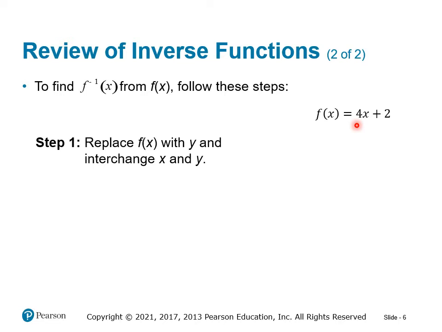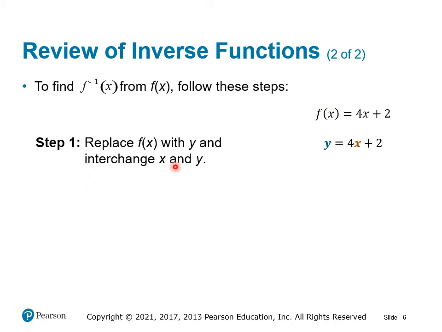So we look at x and y pairs on a grid. So we're going to change f of x into y. Now we have, instead of f of x equals 4x plus 2, all we've done is replaced f of x with y. Y equals 4x plus 2.